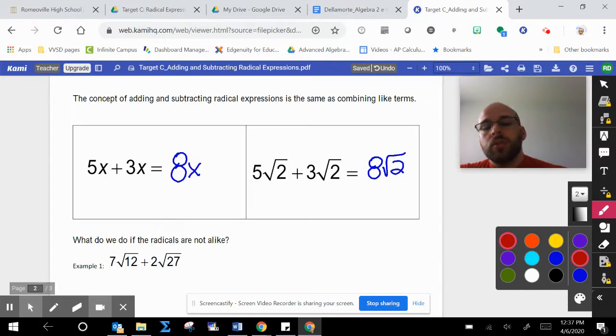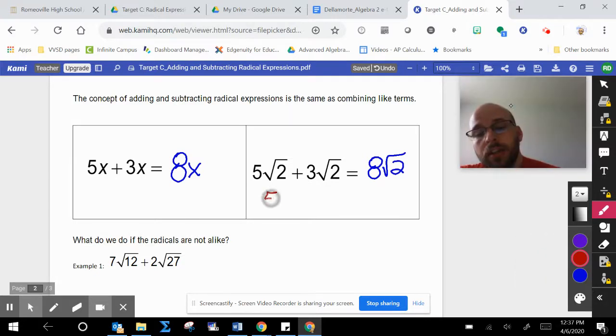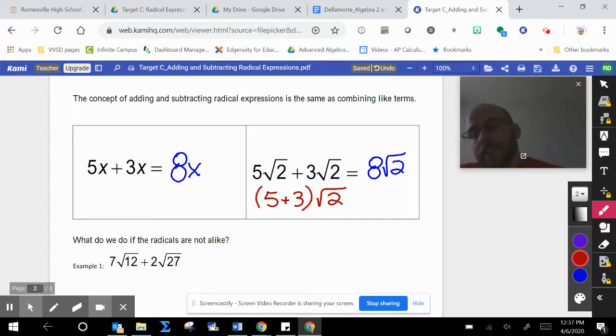Now, let me show you what's happening here. If I have 5 square roots of 2 plus 3 square roots of 2, you're taking the coefficients and you're adding them together. You are not adding what's inside the radicals together. So ultimately, we're just collecting the number of square roots of 2 we have. We have 5 square roots of 2 in one group. We have 3 square roots of 2 in the other group. If you add those together, I have a total of 8 square roots of 2.